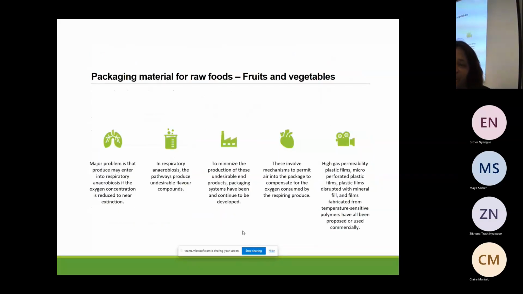If you look at the packaging material for all the foods, the major problem is that produce may enter into anaerobiosis, which is when oxygen concentration is reduced to near extinction. We do not want them to reach that point of respiration, anaerobiosis, because this pathway produces undesirable flavors inside the packaging. So there needs to be a balance of the amount of oxygen inside the packaging.